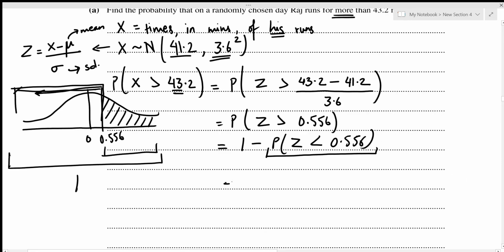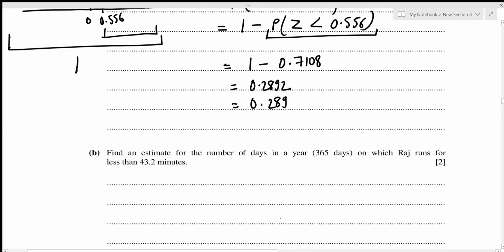Now we're going to substitute this value of 0.7108. All right, let's substitute the value. So that's going to be 1 minus 0.7108. This gives us the probability of 0.2892. If we are to round it off to 3 significant figures, that's going to be 0.289. Let's move on to the second part.